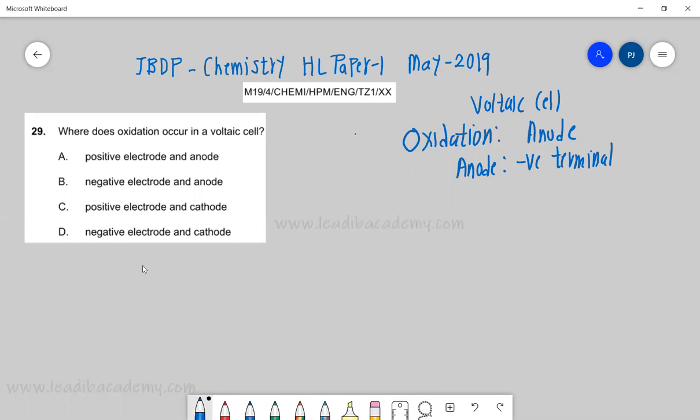So which is the correct one? Negative electrode, and anode. Very, very simple. Option B. Straightforward. Extremely simple concept. And oxidation means loss of electron. So always at anode there is a loss of electrons.